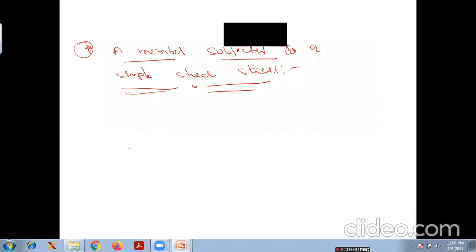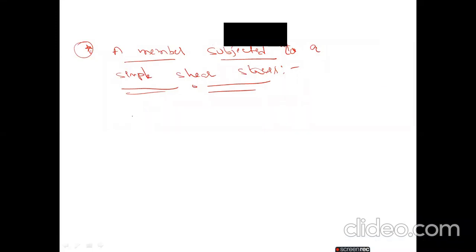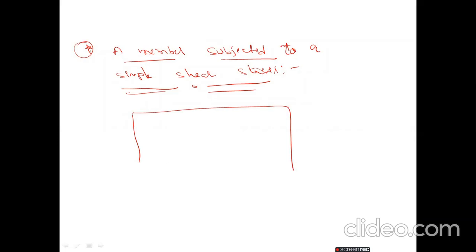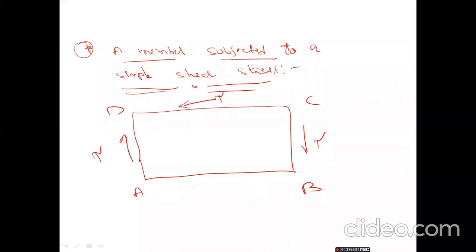Now I consider a rectangular bar ABCD. This is a rectangular bar of uniform cross-sectional area A and unit thickness. So this bar is subjected to the shear stress Q across the face BC and AD. So this one is the stress, and again this side.